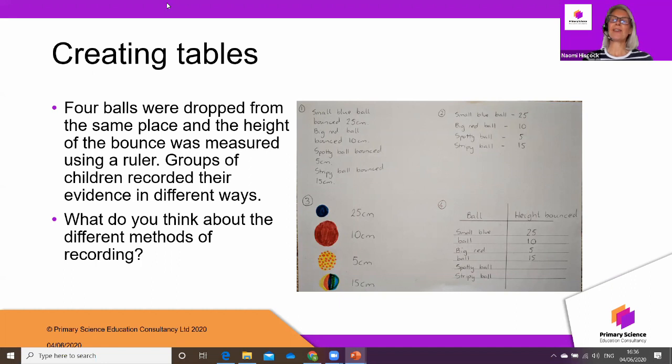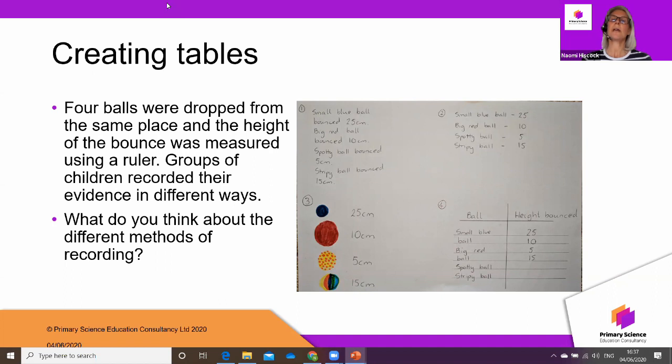Between you there, I think you've covered all the points that I would like to say about it. As has been referenced there, number 1 is too wordy. We don't need to spend all that amount of time writing. It's not a writing lesson, it's a science lesson. And we need to get away from this idea that writing lots is good and writing little is bad. When we're recording in science, we want it to be efficient and effective. Number 3 could be very time consuming. The children are spending more time drawing and colouring than they are actually thinking about the data that they've gathered.